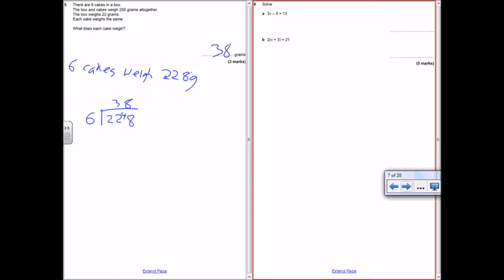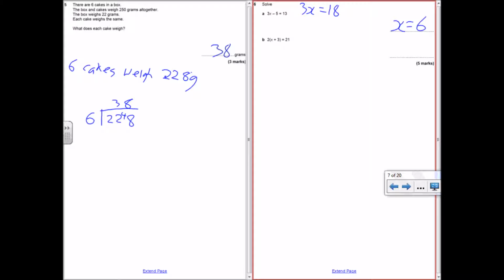On to number 6, we've got some linear equations to solve. On part A, the first thing we want to do is work out what 3x is by adding 5 to both sides. We get that 3x is 18. Then we can divide both sides by 3 to get that x is 6.